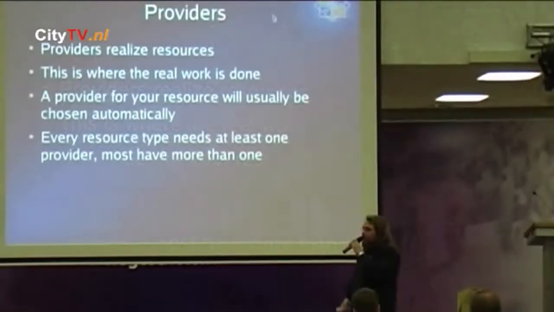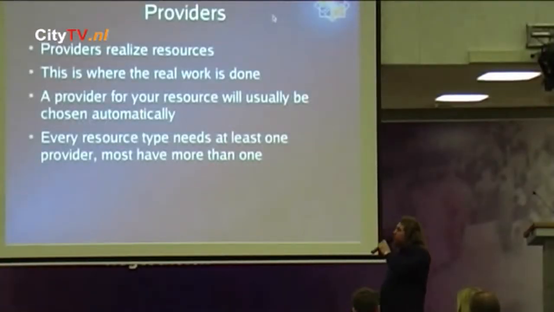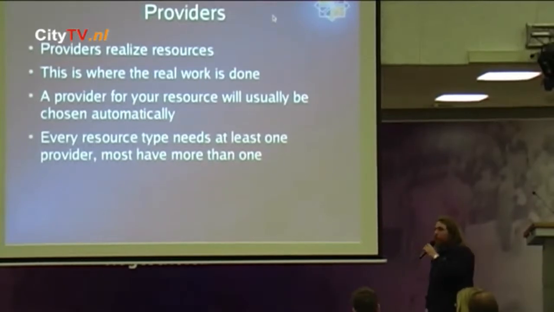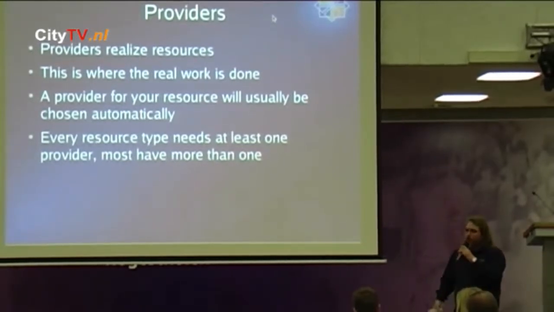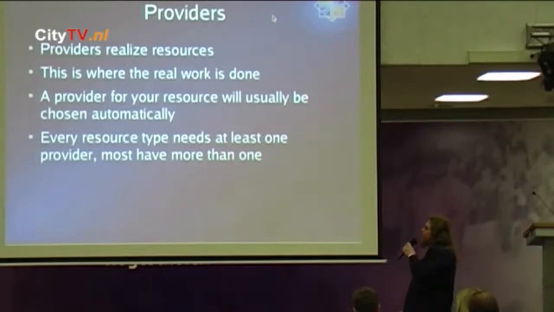For that level of abstraction, it's required that every resource type has at least one provider. Most have more than one, for example, the package provider.